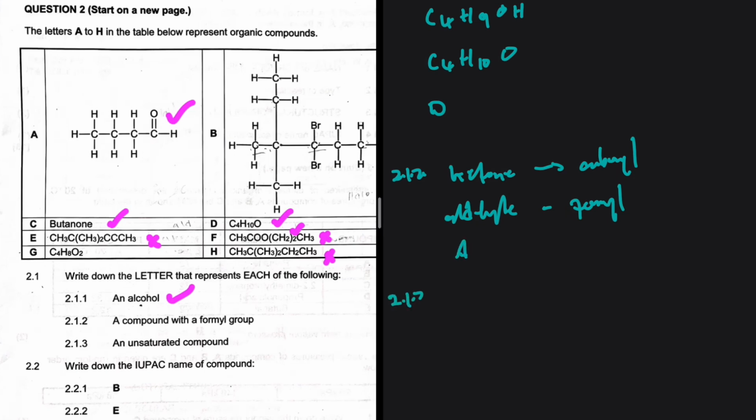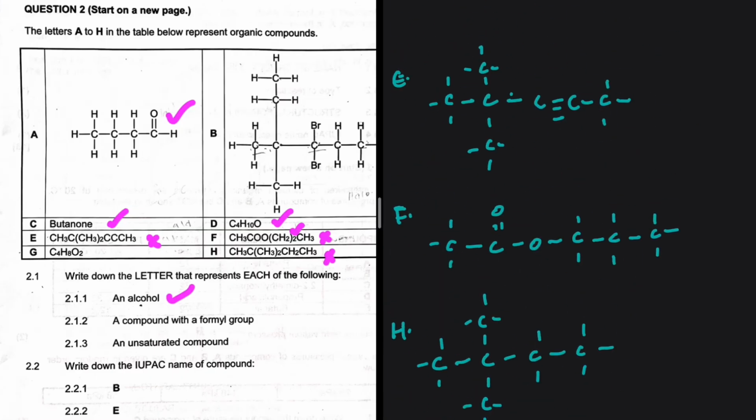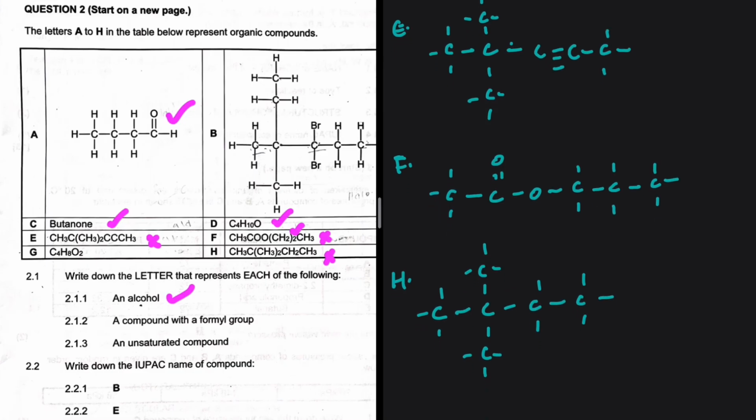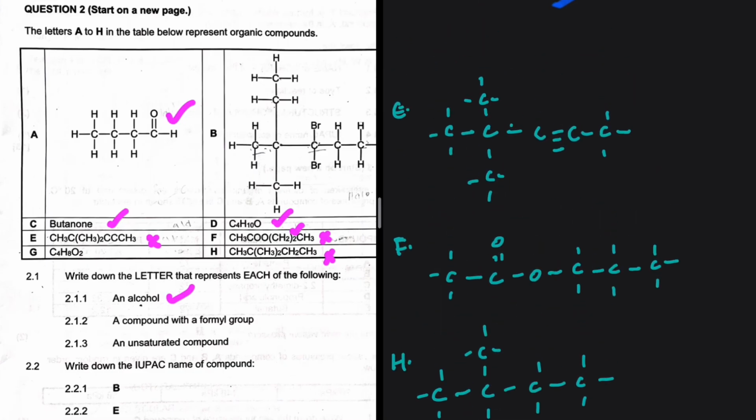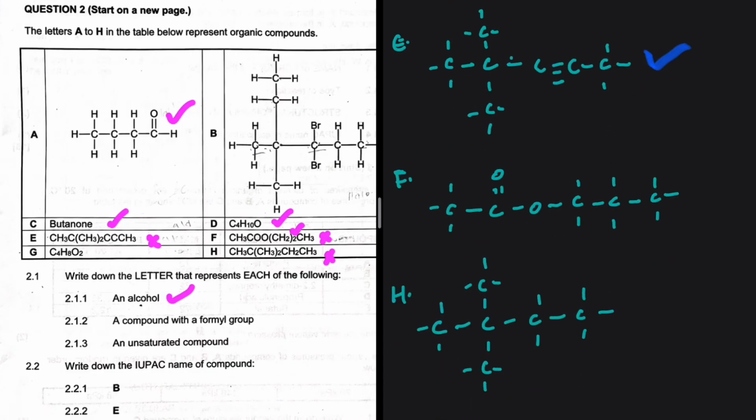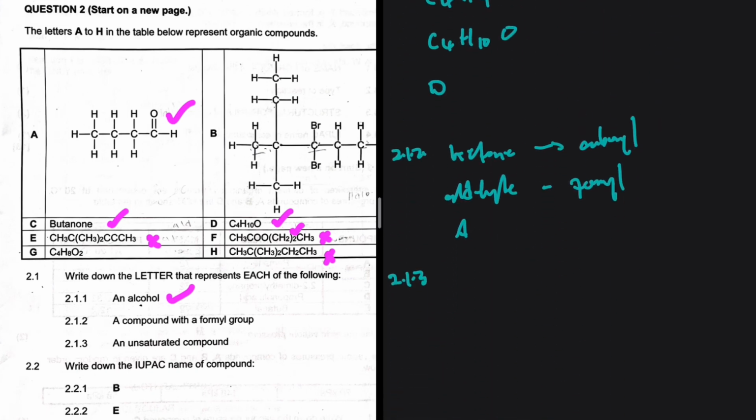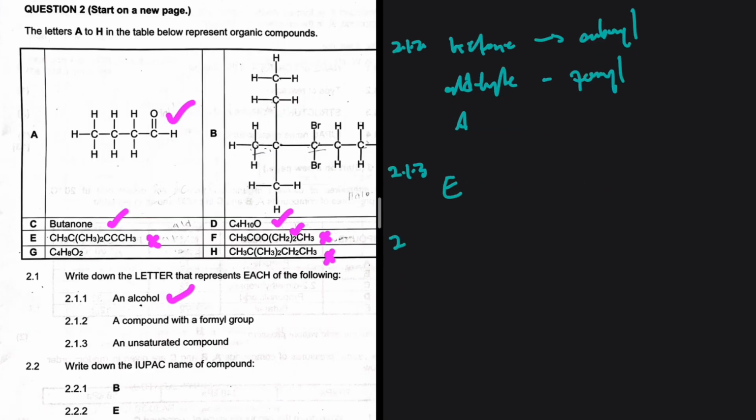What about 2.1.3? An unsaturated compound. Unsaturated, we have multiple bonds, right? And then look at E, F, and H. It should be easy to see here that the answer is actually E, right? It's easy to see now because we actually have the structure. You can see the multiple bonds causing it to be unsaturated. If we didn't draw it out, it would be a bit difficult for us to see, but because we actually have the structure, it becomes a little bit more simple. So this is E, and let's do 2.2.